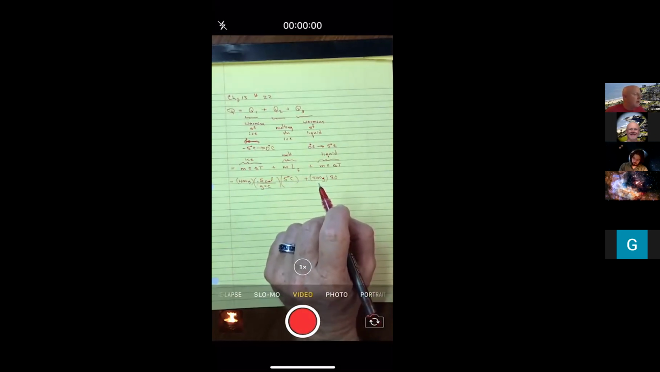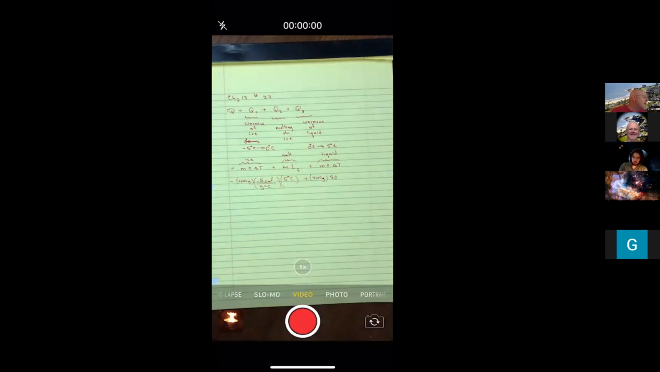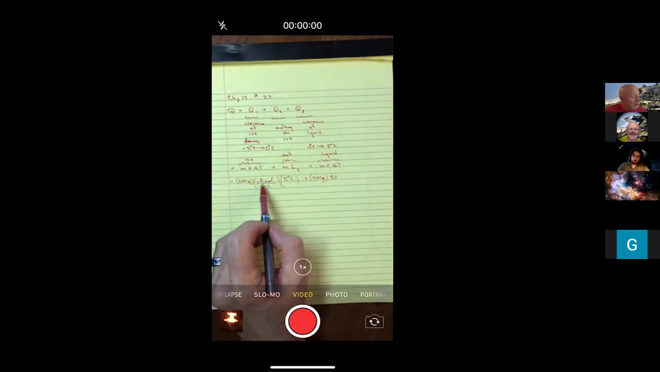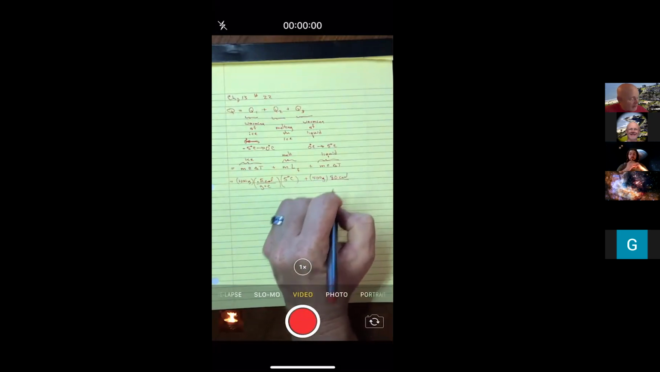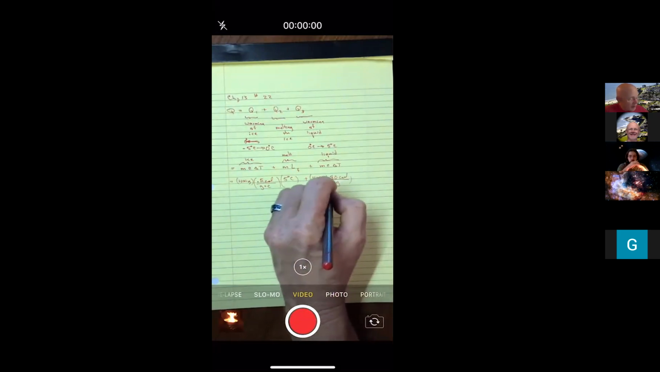Let me scroll through the book here to give you better information. Chapter 14. It's got to be somewhere around here. So here's the specific heat, table one. And here's the latent heat, table two. I'm looking at both of those tables. Table one is where I got the 1/2, and table two is where I got the 80 calories per gram.